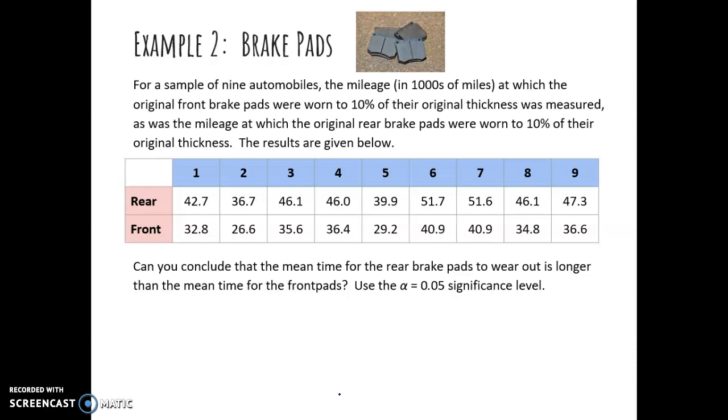All right, example 2, brake pads. For a sample of 9 automobiles, the mileage in 1,000s of miles at which original front brake pads were worn to 10% of their original thickness was measured, as was the mileage at which the original rear brake pads were worn to 10% of their original thickness. The results are given below. So we can see that because these are for the same 9 cars, the rear versus the front, that we're comparing, this is paired data.